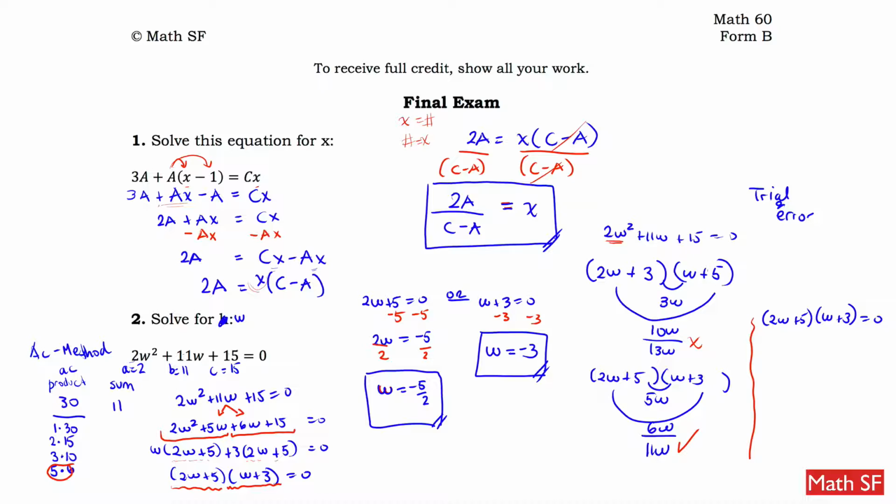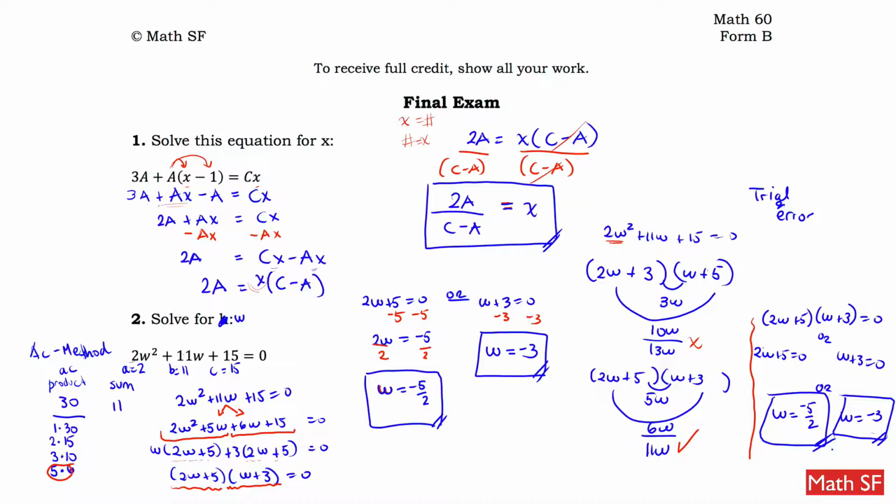equals to 0. So we end up having the same thing as we had before whenever we were working in this trinomial. So what we're going to get here, you can say 2W plus 5 equals to 0, or W plus 3 equals to 0. After you have solved these problems, you will end up having W equals to negative 5 halves, or W equals to negative 3. So you will get actually the same answers. So be careful whenever you're doing this problem. You can use any method of your choice to factor any trinomial.